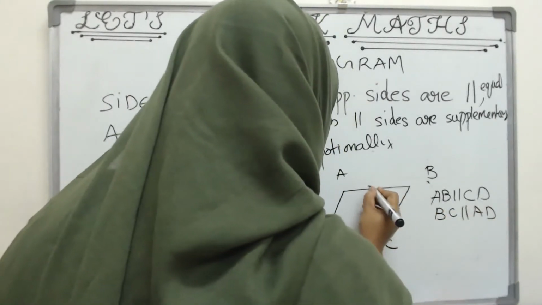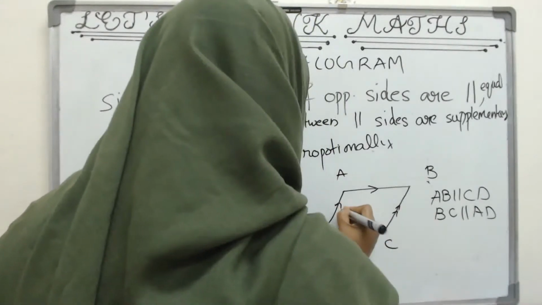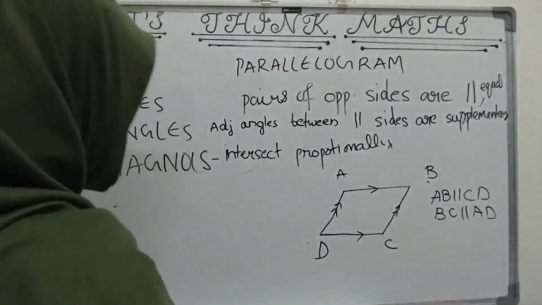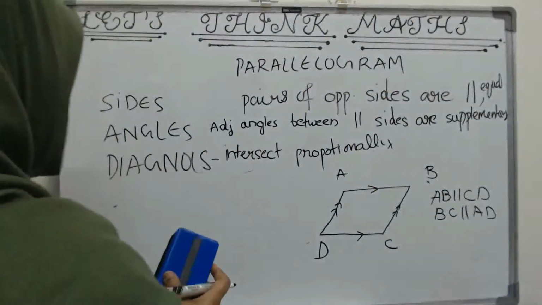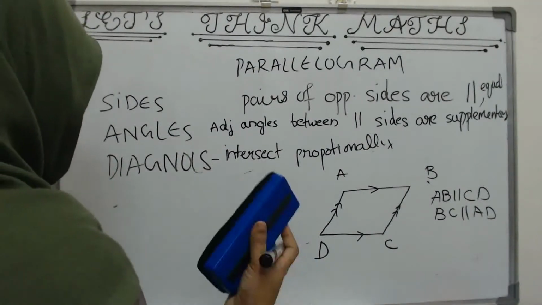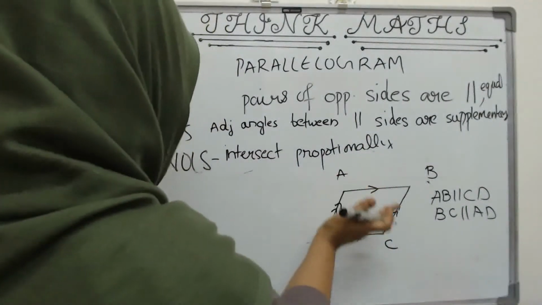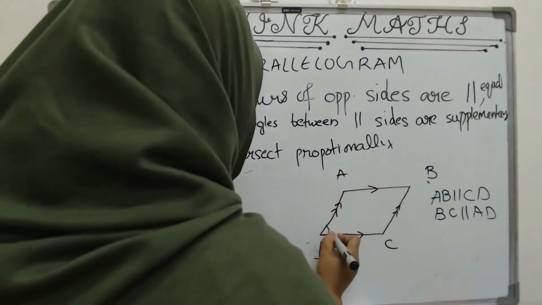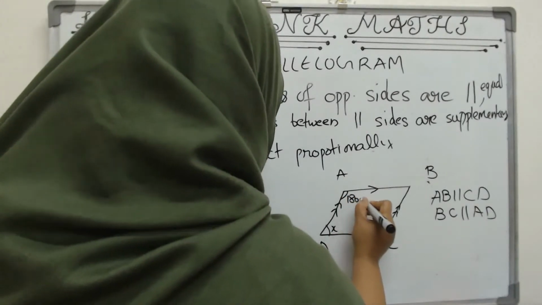Now the sign for being parallel is this. These two are parallel and these two are parallel, and the opposite sides are equal as well. Now this brings us to the angle part. What did we learn about the trapezium? Whenever two sides are parallel, we learned that the adjacent angles are supplementary, right?